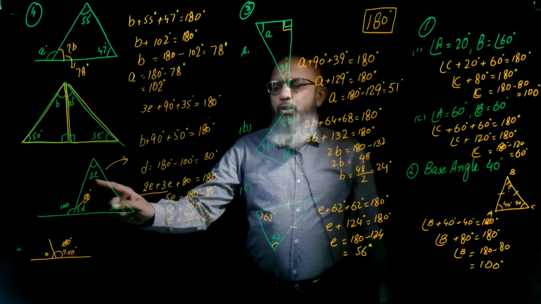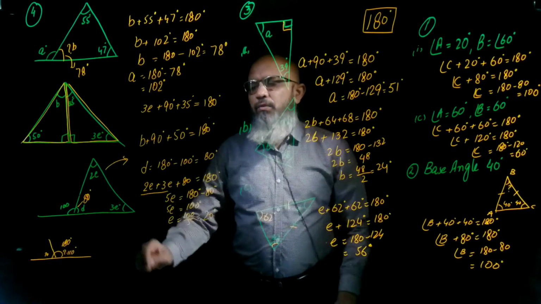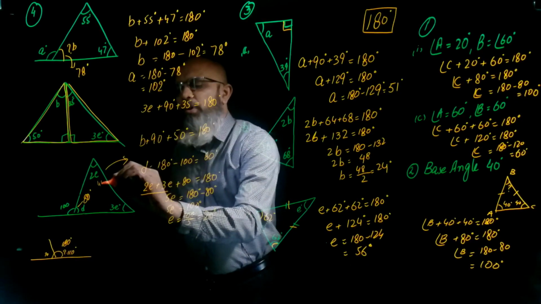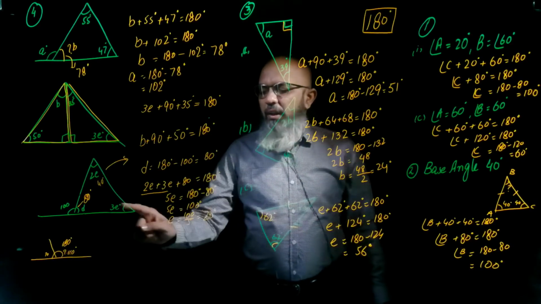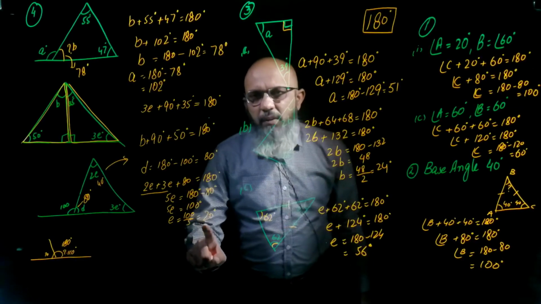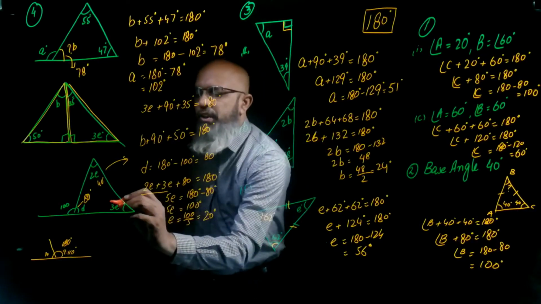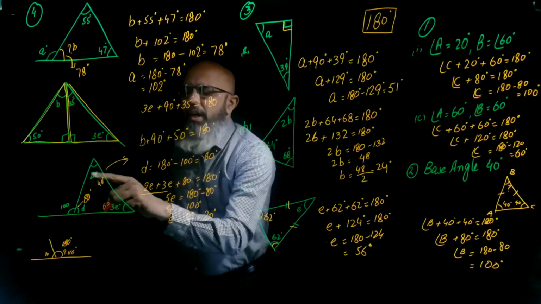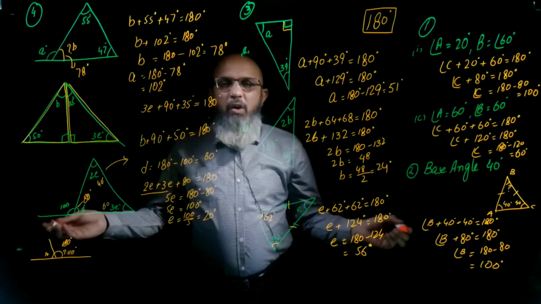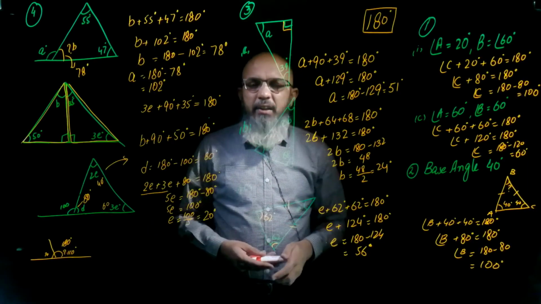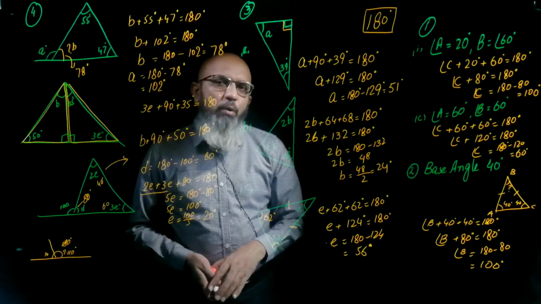So here we have 2e. 2e means that is 40 degree, two 20s are 40 degree. And 3e. 3e means you will multiply with 3. Three 20s are 60 degree. And if we add all three angles, what do we get? We always get 180 degree. So I hope you understand.